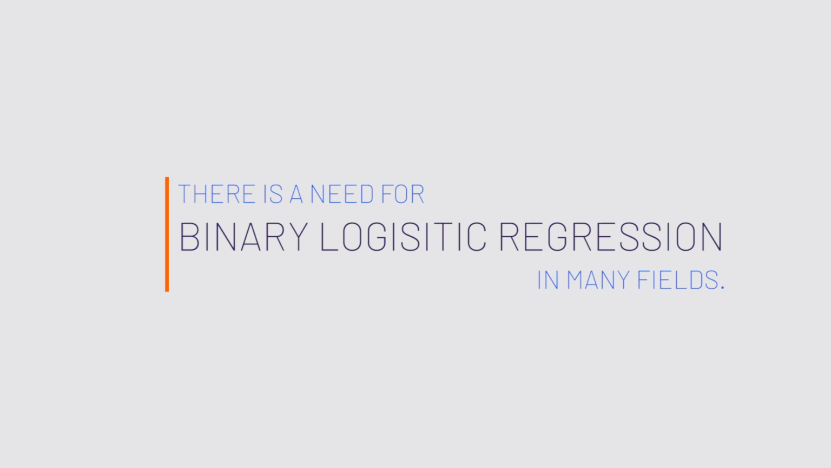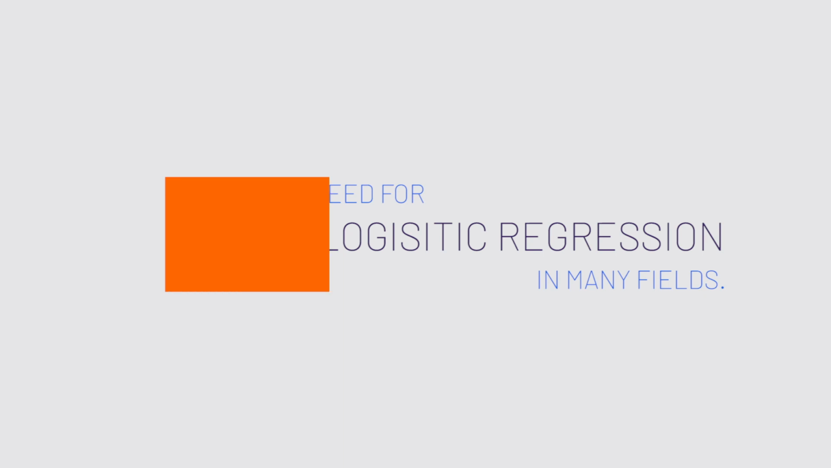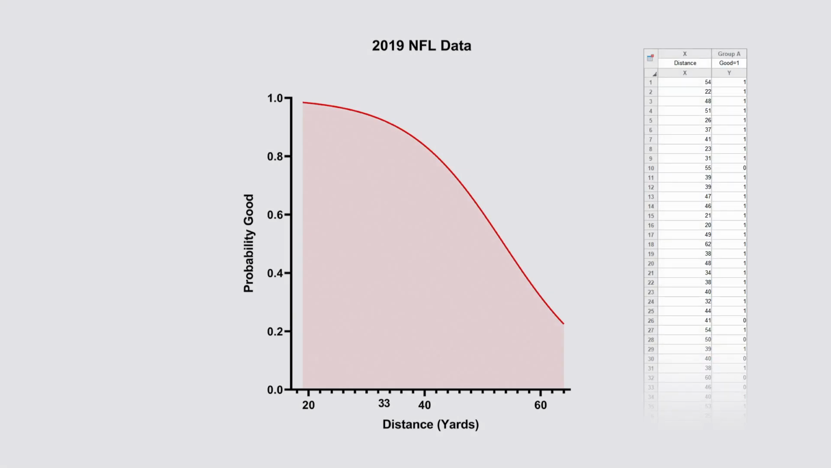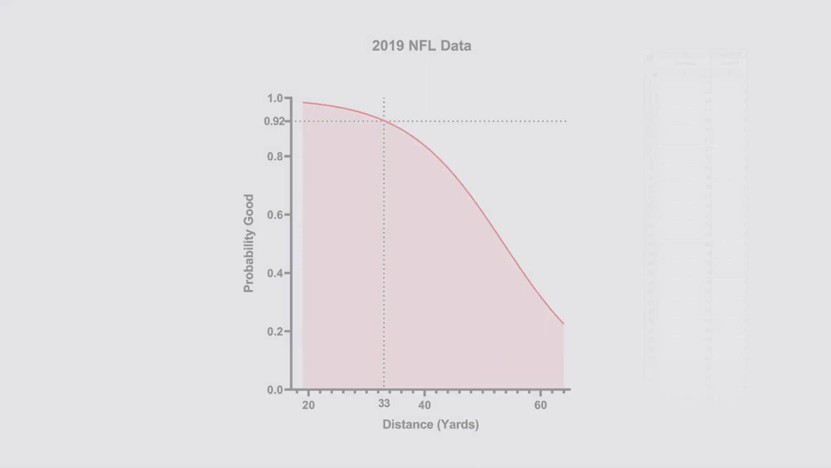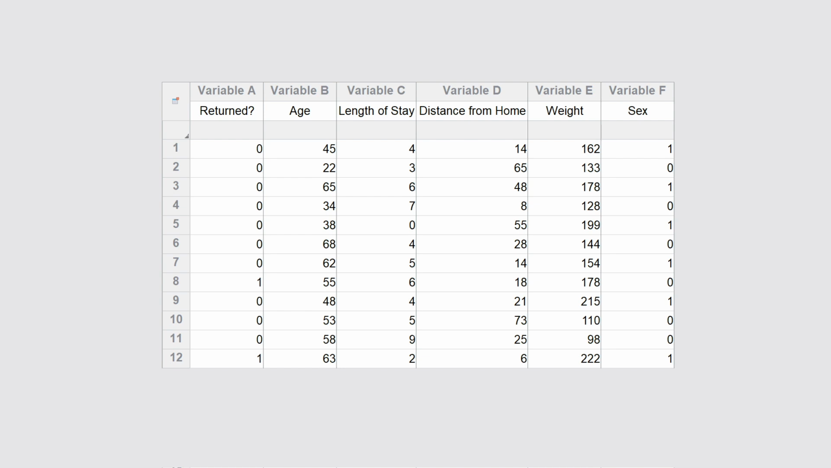There is a need for binary logistic regression in many fields. Let's go through a few examples. What is the probability an NFL kicker makes a last-second field goal from 48 yards, or an extra point from 33 yards? Or how likely is it a patient returns to the ER within 30 days of discharge based on patient demographics?